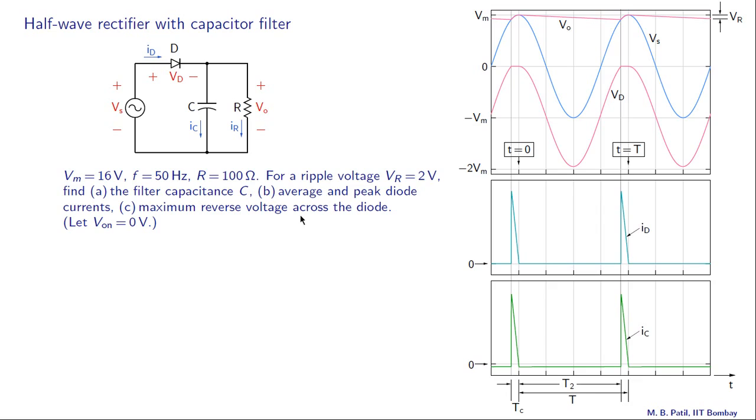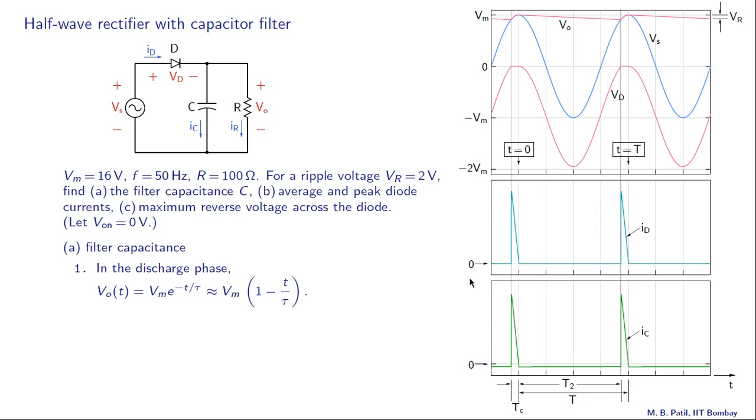In all of these calculations, we will assume that V on is 0 volts, and in reality, a different V on like 0.7 volts doesn't really make too much difference, and we have already seen that in the plots that we saw earlier. Okay, so let's begin with the A part, calculation of the filter capacitance.